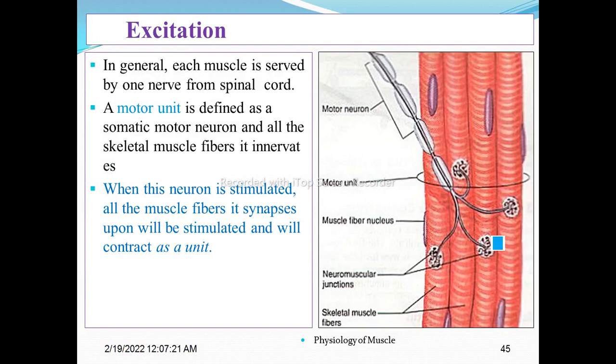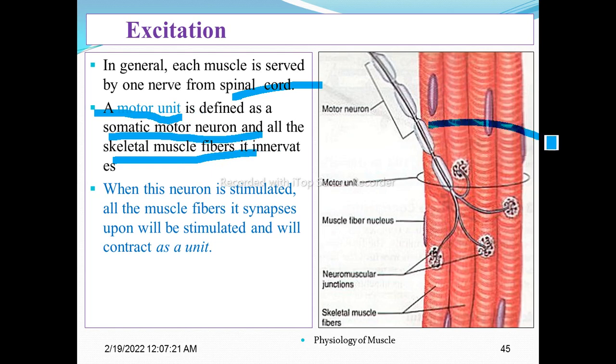In general, each muscle is served by one nerve from the spinal cord. So one nerve arises from the spinal cord and goes to the muscle. There is a term called motor unit. A motor unit is defined as a somatic motor neuron and all the skeletal muscle fibers it innervates. Let me show you.